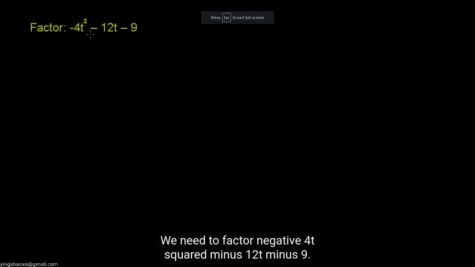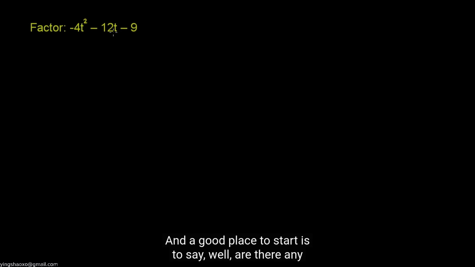We need to factor negative 4t squared minus 12t minus 9. And a good place to start is to say, well, are there any common factors for all of these terms? When you look at them, these first two are divisible by 4, these last two are divisible by 3, but not all of them are divisible by any one number. Well, but you could factor out a negative 1.